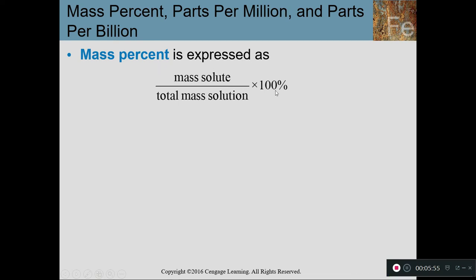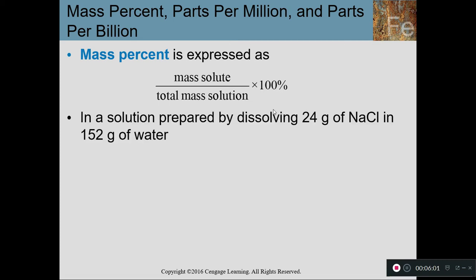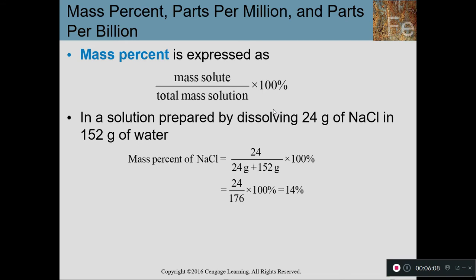So again, we've seen these back in the dimensional analysis chapter, different units of percent. So if you want to have a solution that's prepared by taking 24 grams of sodium chloride and putting it into 152 grams of water, in order to figure out the mass percent, it's 24 grams of sodium chloride divided by the total grams of material. That's the 24 plus the 152. And the solution has to be 14%.